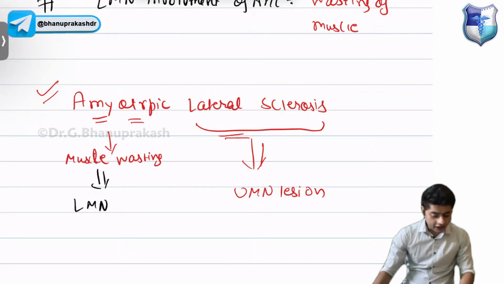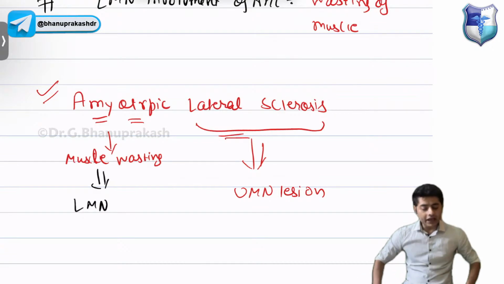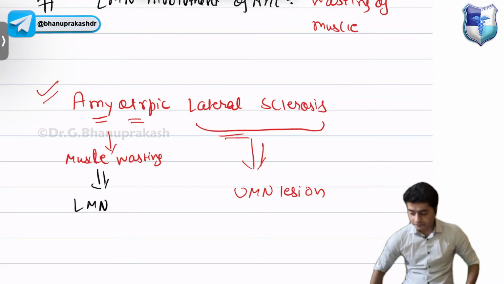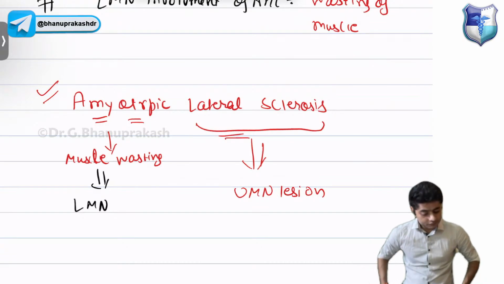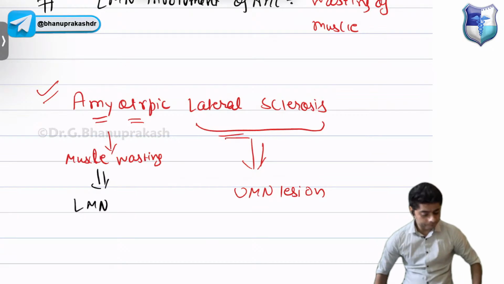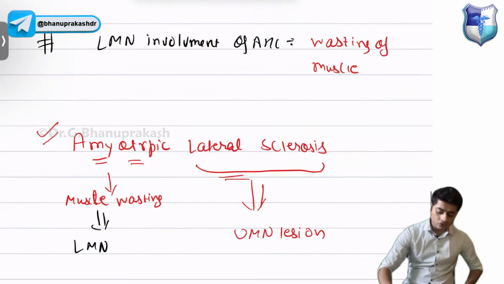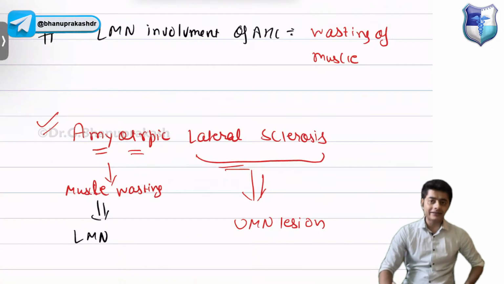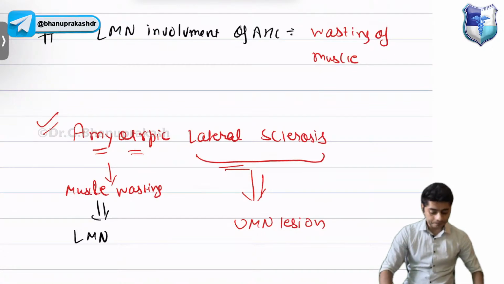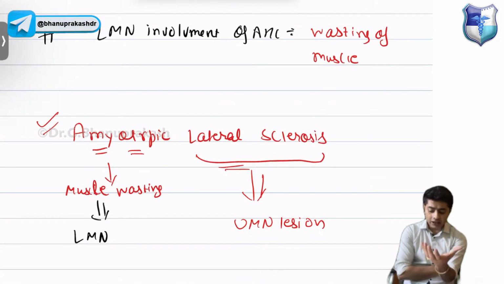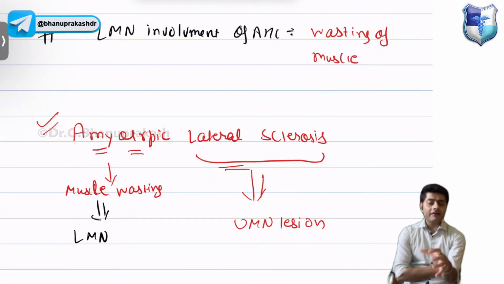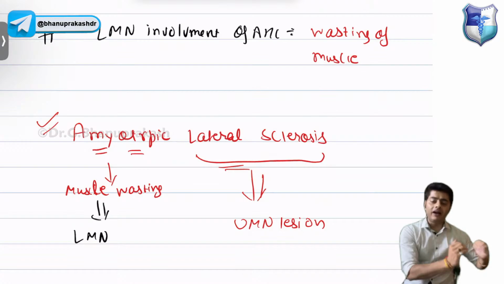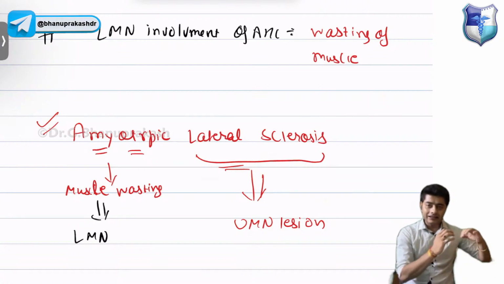Everyone, till now, any doubt? Has anyone understood the meaning of this name, amyotrophic lateral sclerosis? Shall we move forward then? Just tell me in the comment section. Amyotrophic means muscle wasting, and lateral sclerosis means the corticospinal tract is going through the lateral white matter of the spinal cord, therefore there is sclerosis.